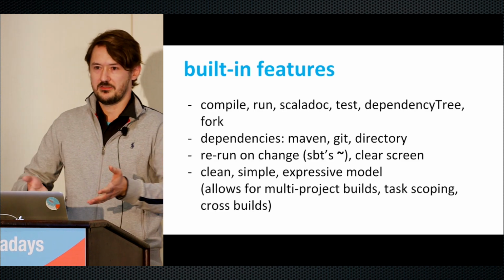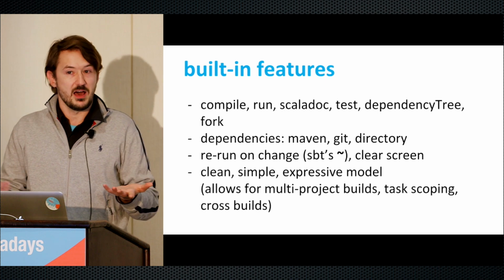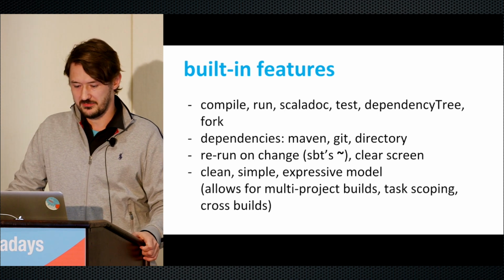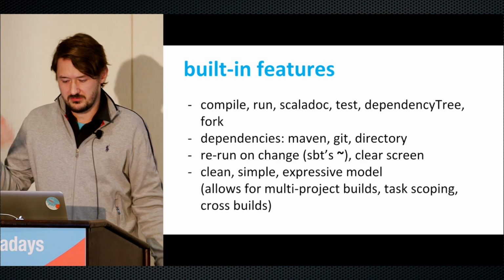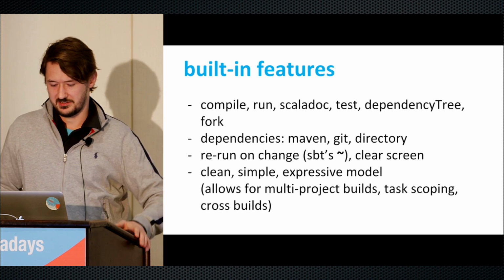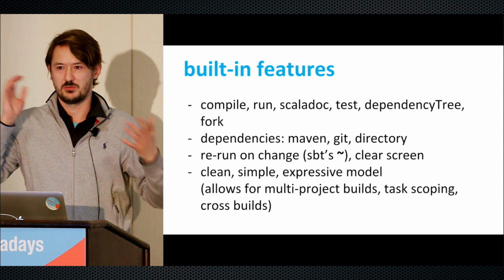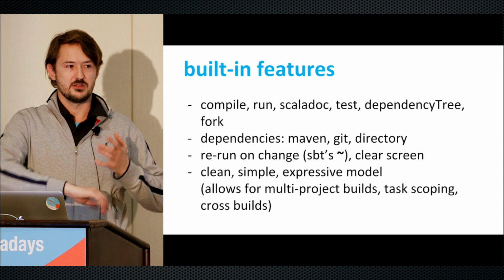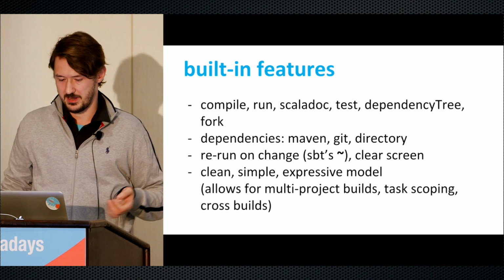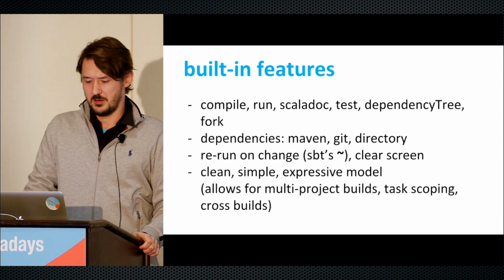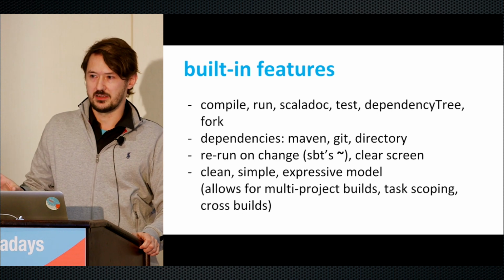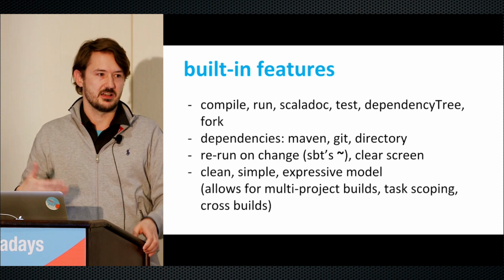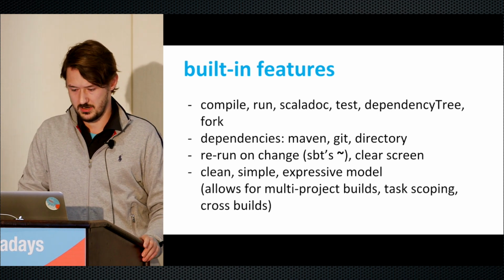So this is the stuff that's right now supported out of the box. I probably forgot some stuff. I mean, compiling, running your code, creating Scala doc, running tests, creating a dependency tree for showing what your dependencies are, forking your execution to a different thread or a different process. Many of these I want to actually move into a plugin so that Scala support really becomes a plugin rather than just being in the core.